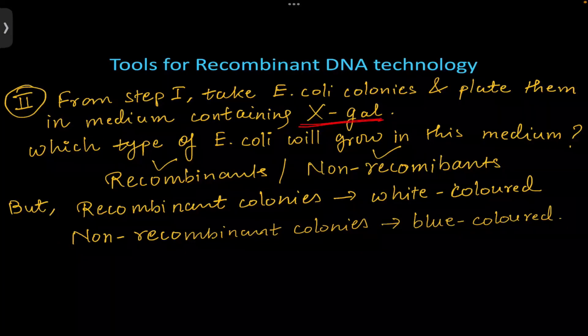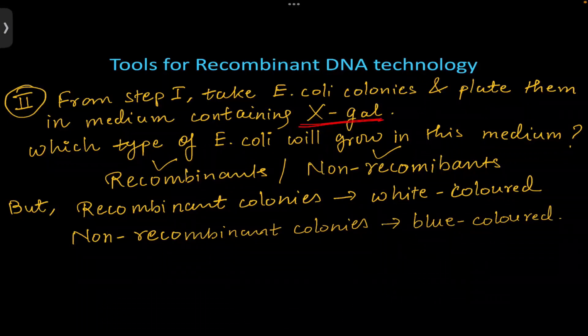Remember, this is the substrate for beta galactosidase. Now guess what type of E. coli colonies you will get in this media, whether it will be recombinants or non-recombinants. So the answer is you will get both types.